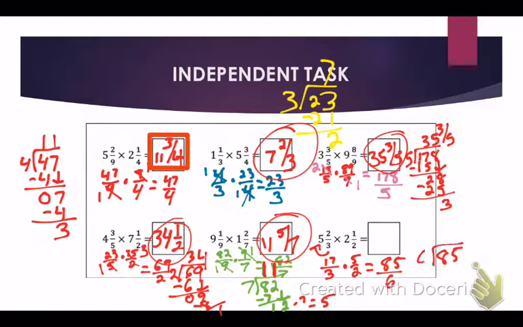85 divided by 6. 6 goes into 8 one time. 1 times 6 is 6. Subtract, we get 2. Bring down the 5. That's 4. 4 times 6 is 24. We subtract, we get 1. That is 14 and 1/6.